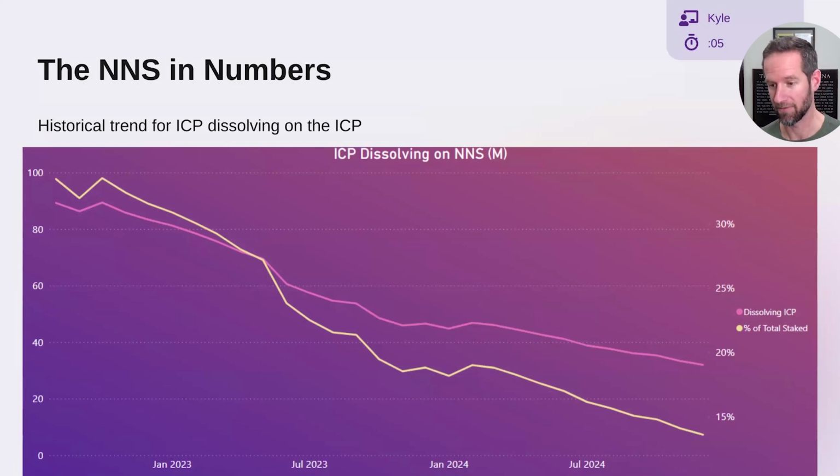At this point now, it's about 14% of ICP staked is dissolving. So that means that 86% of the ICP staked is by people who have locked it for 6 months or longer. Again, really showing strong governance participation.